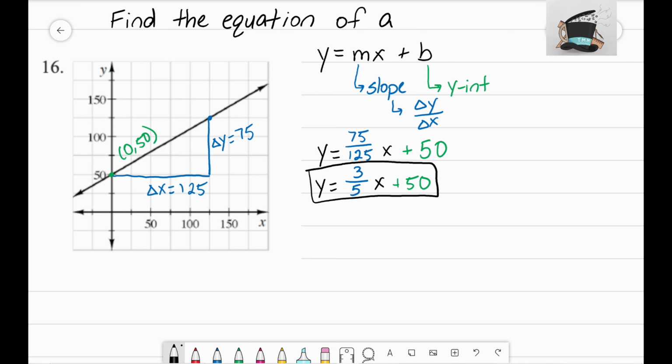Okay, I hope this helped you simplify and clarify how we can look at a graph and determine the equation by finding out what our y-intercept is and by finding out what our slope is.